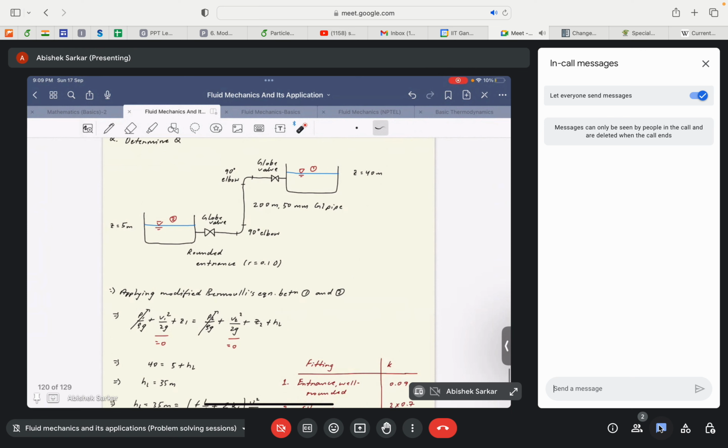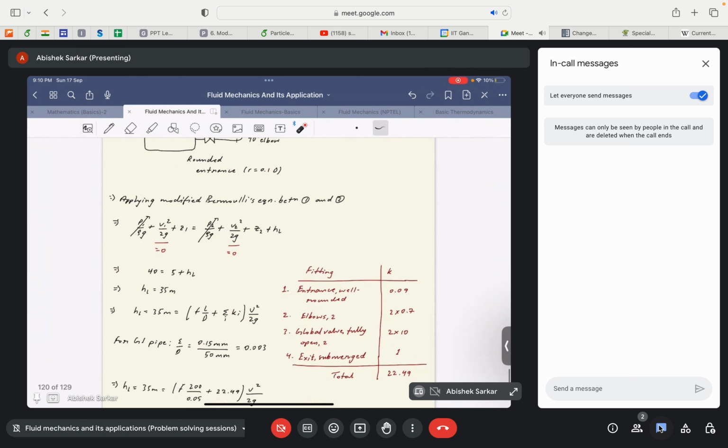We can see that at point 1 and point 2, P is equal to P atm, so both will go out. V1 squared by 2g and V2 squared by 2g would go out because the velocity at point 1 and point 2 is 0. Then Z1 and Z2 would remain, and the HL term would remain. Okay, so we get 40 is equal to 5 plus HL, so HL is equal to 35 meters. This is basically the total head loss between point 1 and point 2.